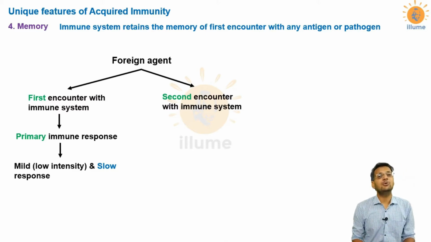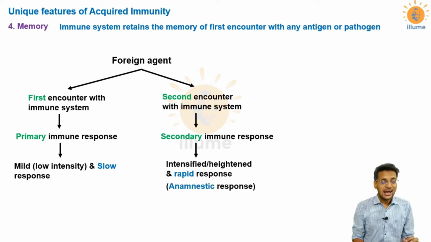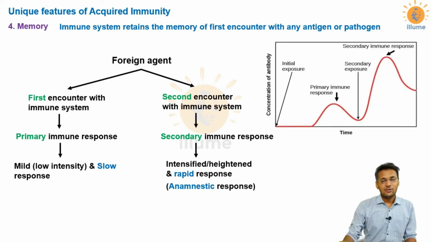Your body takes time to recognize that antigen, to process it, and to produce antibodies and specific immune components against that pathogen. But once they are formed, they are always present inside your body, and whenever there is a second or subsequent encounter, the immune response produced is called a secondary immune response, and it is really heightened, intensified and very rapid. Such a response is called an anamnestic response. Anamnestic means something which is remembered and then displayed at a very heightened intensity. I'll explain this with the graph here.